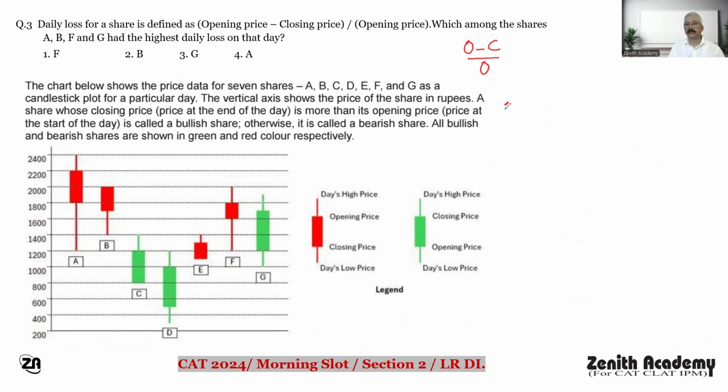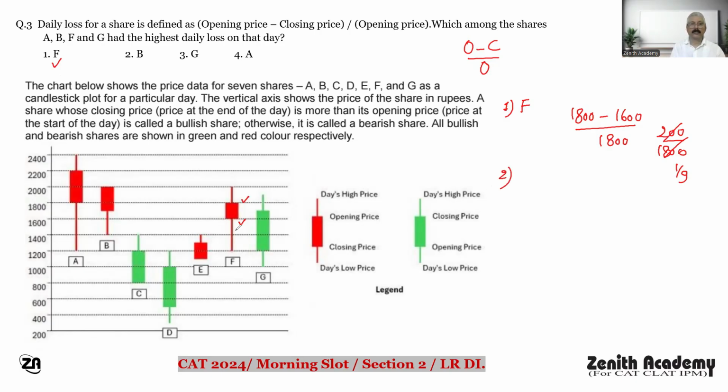So the first option is F. Where is F? This is. So here the opening is 1800 and the closing is 1600 upon 1800. So this is 200 upon 1800, means 1 by 9. Okay.